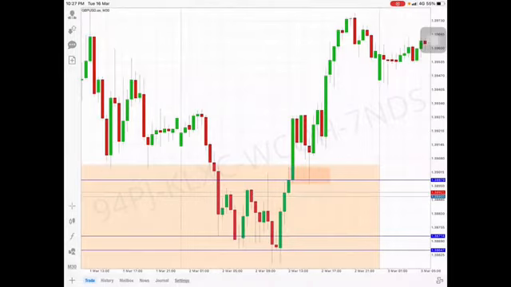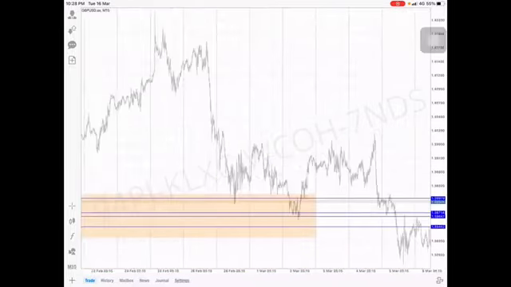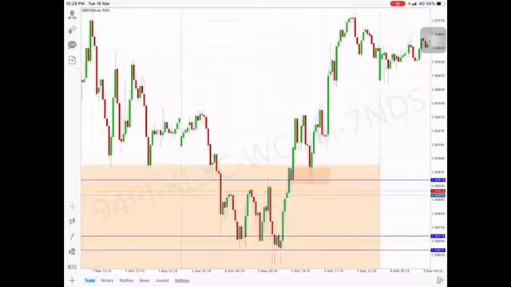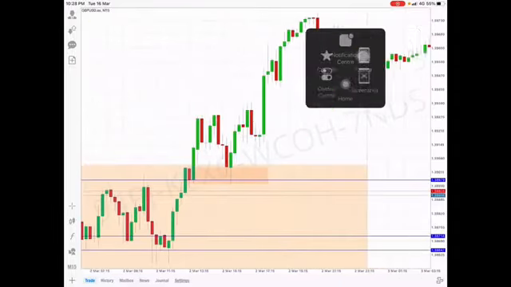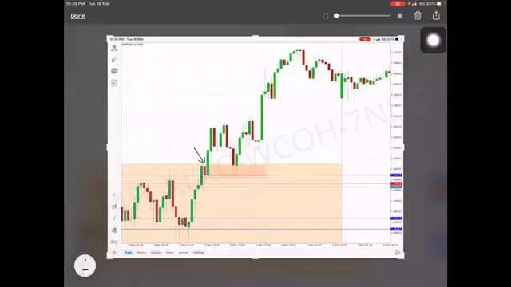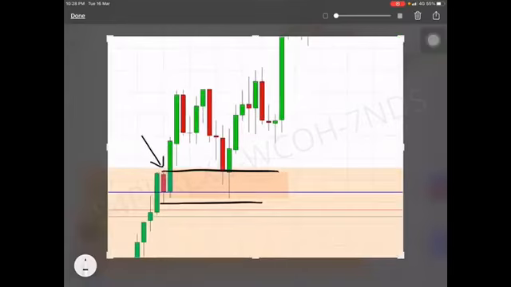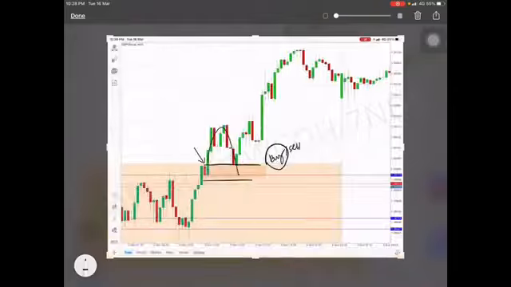How do you see the DOM is valid or not? Which time frame do we go? M15. Yes, so we go to M15. So is the DOM valid? Is there any engulfing? Yes. So there is an engulfing buy. So when the price comes back to the zone, what are we going to look for? Are we going to look for buy or sell? So we're going to buy.